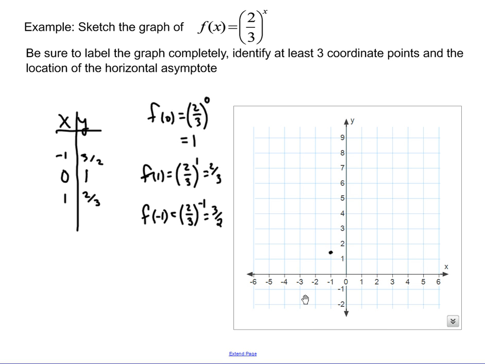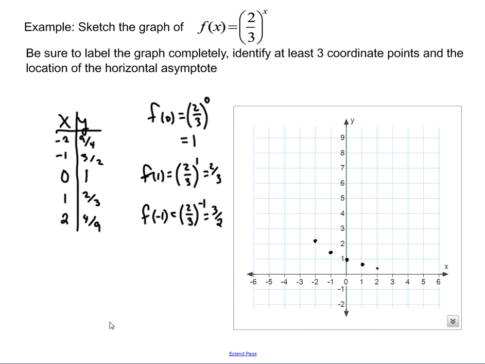Right about there. At x equals 0, y is equal to 1. And at x equals 1, y is equal to 2/3. Well, that seems kind of reasonable right here. Let's just choose a couple of points just to see what else will happen. What happens at x equals 2? Well, that means we're taking 2/3 and raising it to the 2nd power, which means that we will get 4/9. It's a number slightly less than a half, probably about down here. On the other hand, if we went to -2, we would get 9/4, which is a number that is slightly greater than 2.